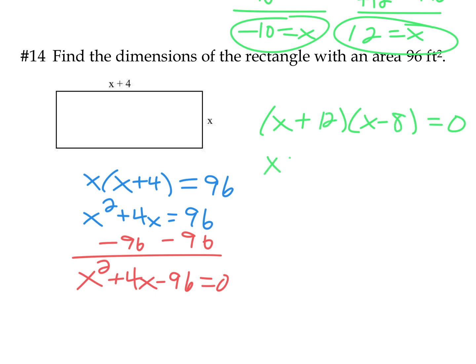I can set each factor then equal to 0. X plus 12 equals 0. X minus 8 equals 0. When I subtract 12 on both sides, I get x equals negative 12. I add 8 to both sides, I get x equals 8.